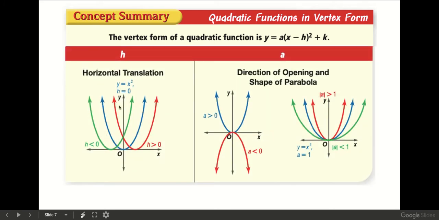Let's talk about h. So as h changes, if h is positive, it will actually make it move to the left. And if h is negative, then it'll make it move to the right.